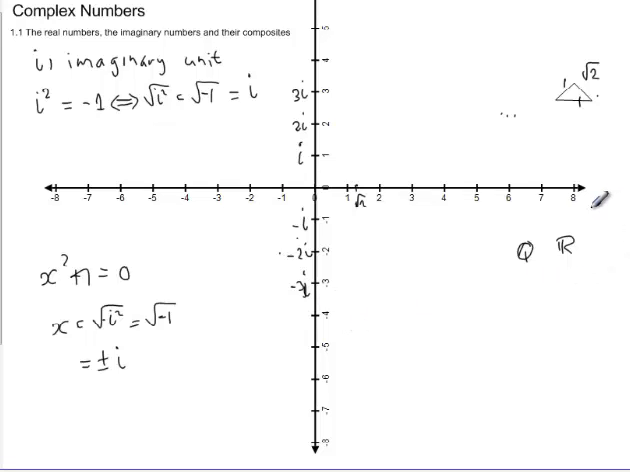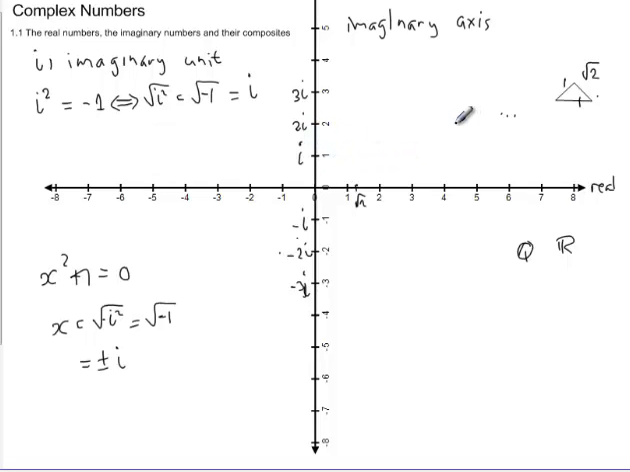Now, listen to me. This becomes the real axis, and this becomes the imaginary axis. What do we have on the imaginary axis? Imaginary numbers. What do we have on the real axis? Real numbers. Interesting. Look at this. On the real number line, we've got real numbers. On the imaginary number line, we've got imaginary numbers. And all those things are points.